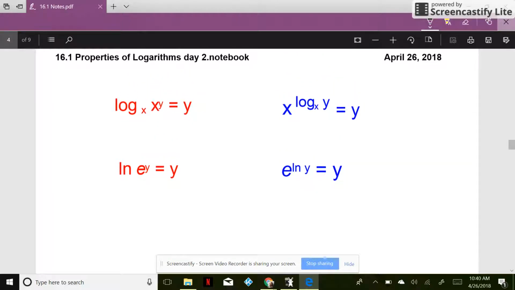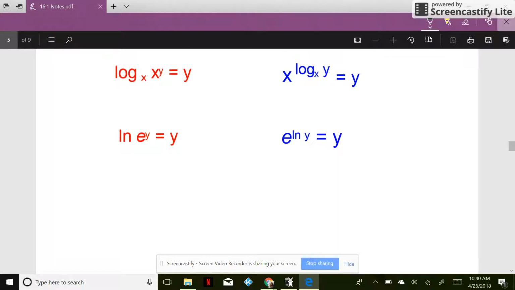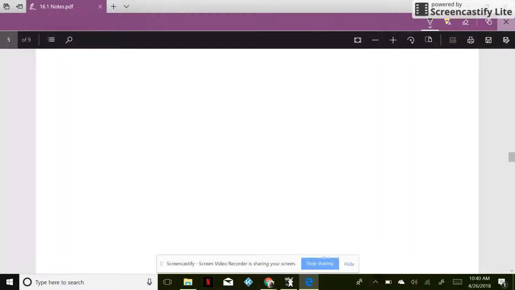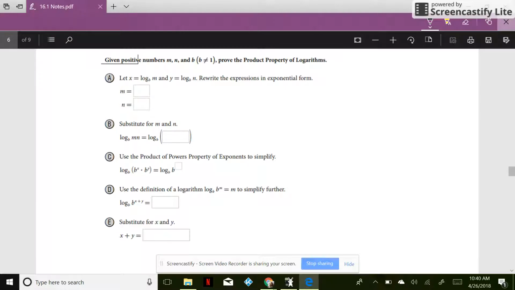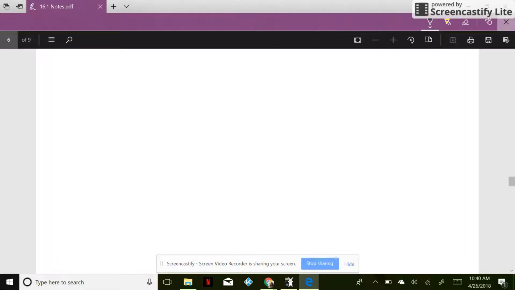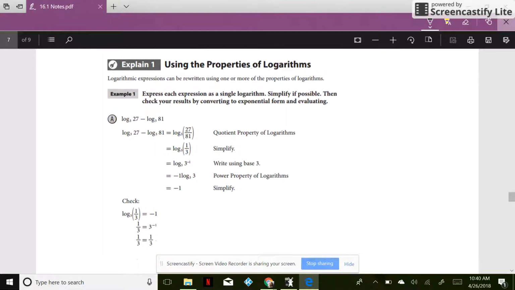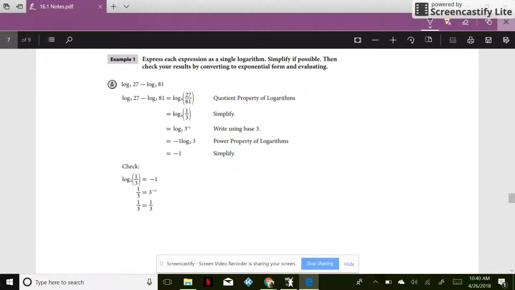This is just a couple properties of logarithms still to keep in mind. So this is working through a proof on the product property, but we're just going to mostly apply these. So here we've got log base 3 of 27 minus log base 3 of 81. So again, when we subtract the logs, we want to rewrite it as a division. So we're taking log base 3 of 27 divided by 81. So then what you can do is you get log base 3 of 1/3.